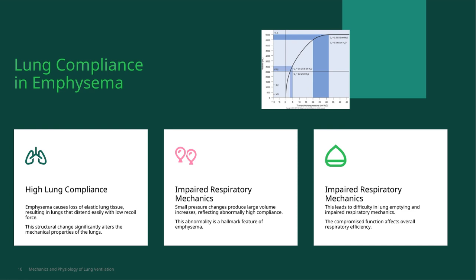For example, because the lungs don't recoil effectively, emptying the lungs becomes difficult. This impaired ability to exhale fully affects overall respiratory efficiency. So, while the lungs can stretch easily, their ability to return to normal size is compromised, leading to breathing difficulties. Overall, this abnormal compliance is central to understanding the mechanics of emphysema and how it impacts breathing.